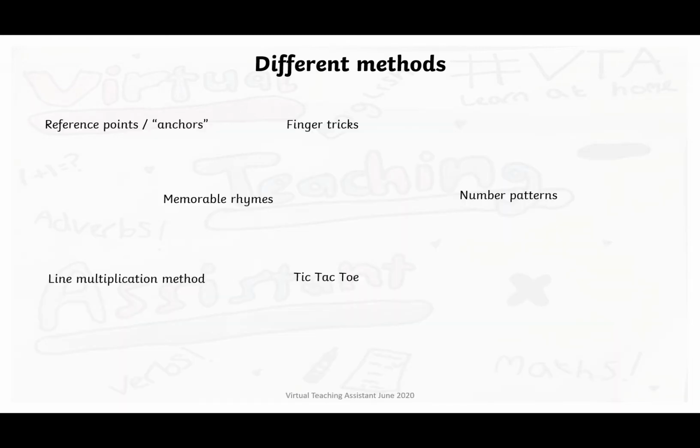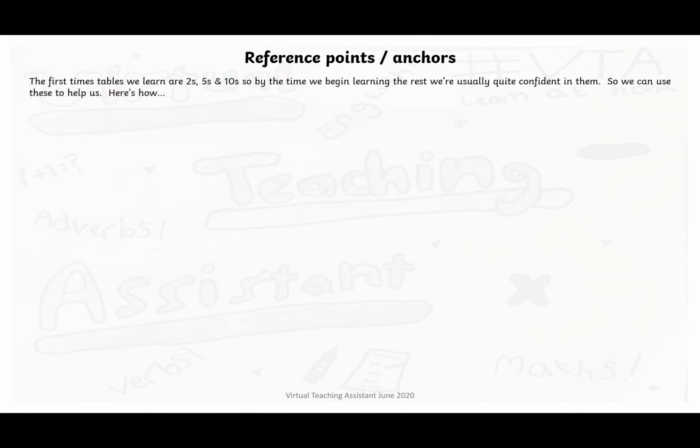Okay, these are some of the tricks I've listed, but there are a lot more. Reference points, or anchors as I call them, finger tricks, number patterns, memorable rhymes, line multiplication method, or tic-tac-toe, which is like noughts and crosses. Okay, so the first times tables we learn are the 2s, the 5s, and the 10s. So by the time we begin learning the rest of them, generally, we can use them to help us.